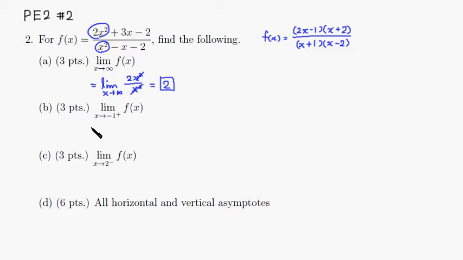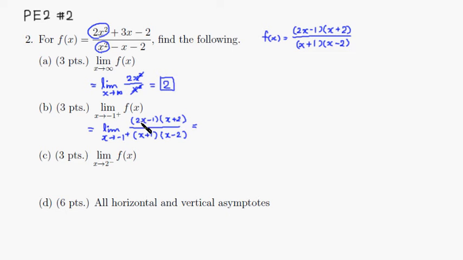So this is equal to the limit as x approaches -1 from the right. Here's the function: 2x minus 1 times x plus 2. Unfortunately, we cannot cancel any of the factors, but if you have common factors, you can go ahead and cancel them. In this case, that's not the case. So the first thing you do is plug it in and see what happens.